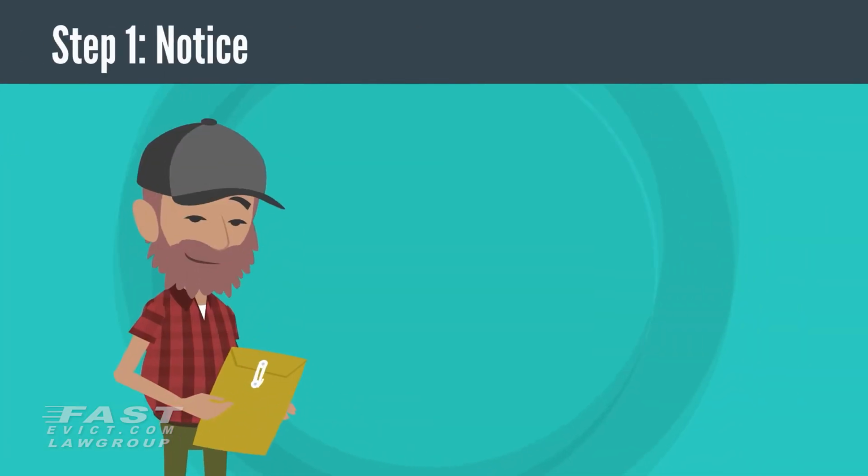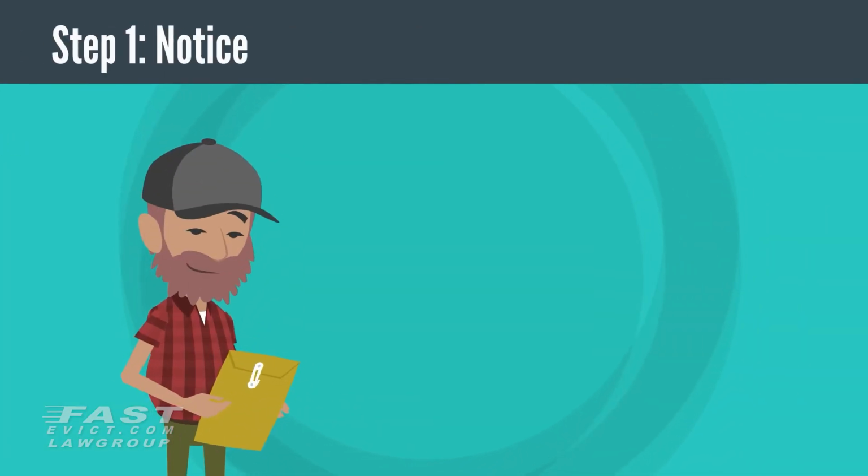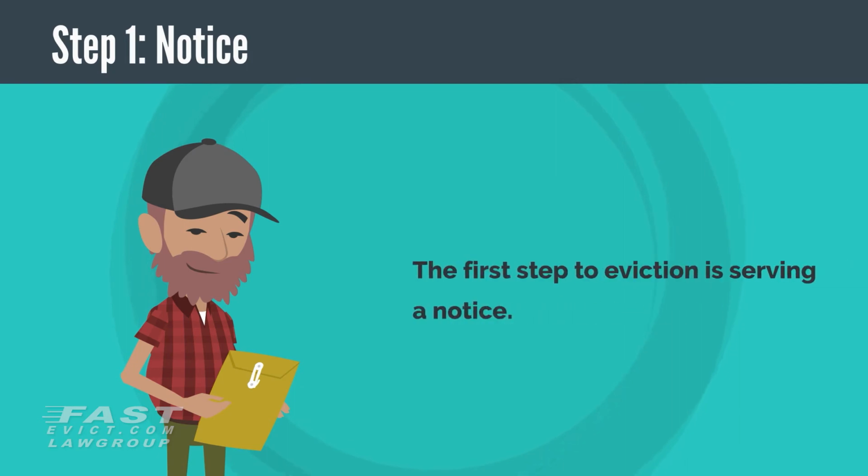The first step in evicting a tenant without a lease is to serve your tenant a notice. This could be a 3 or 15-day notice to pay or quit, or a 30 or 60 days notice to vacate. It's important to use the correct notice, otherwise your case could be drastically delayed.